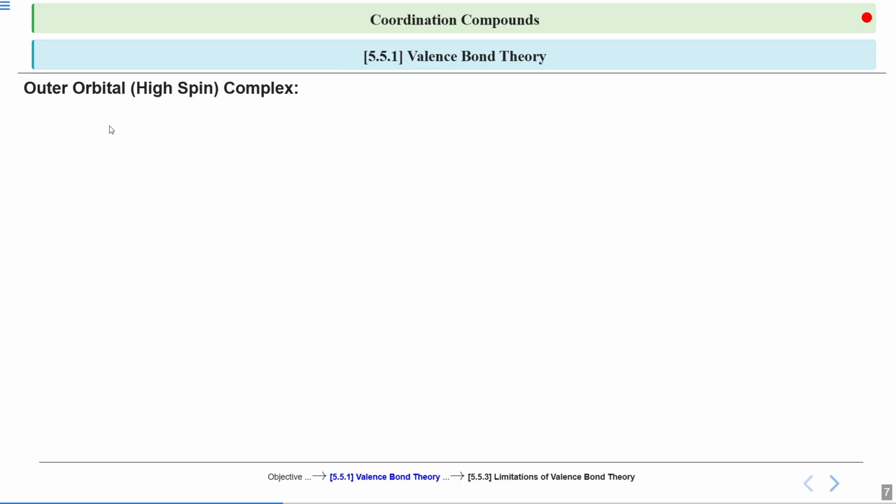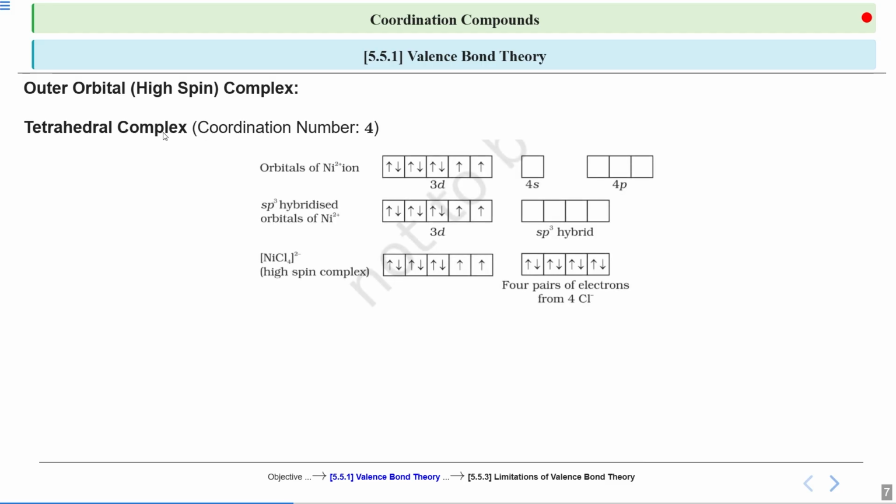Okay, let's see the outer orbital high spin complex for the tetrahedral complex, again having coordination number 4. So let's see this example for [NiCl4]2-. Now for this complex, [NiCl4]2-, we have nickel as a central metal, and nickel is having +2 oxidation state here.